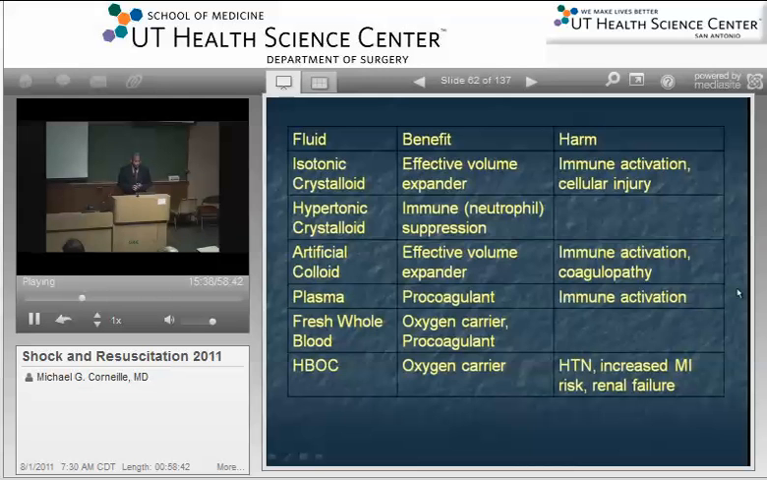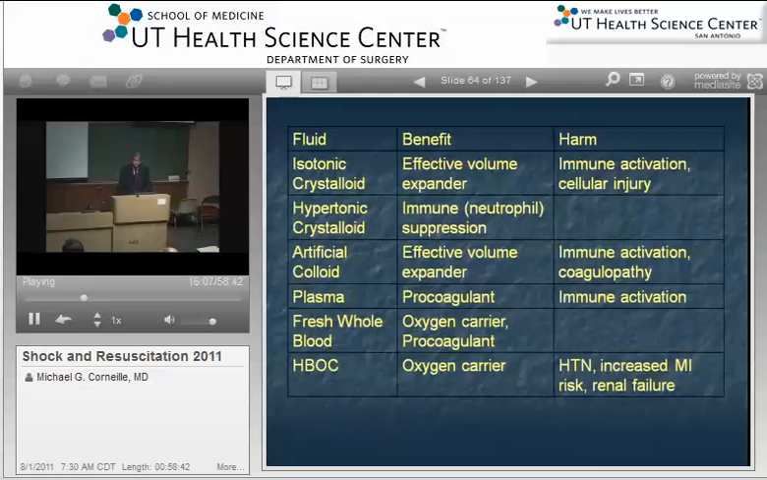Hypertonic saline actually probably has some immune suppression, which initially you think, you don't think that might be a good thing. But going back to that two-hit theory, with trauma, the immune system is already primed, and so the thought is that potentially the immune suppression associated with hypertonic saline might be of benefit.